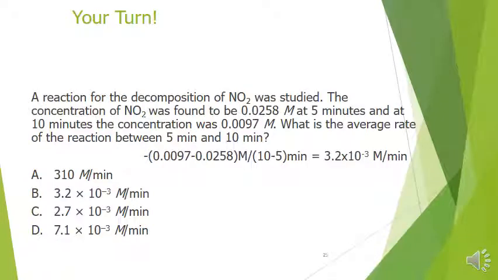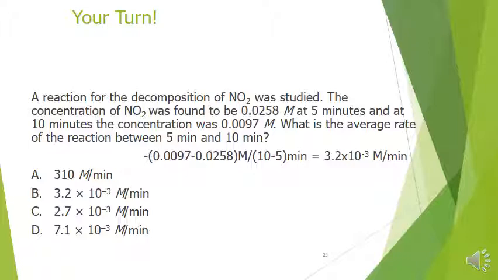Okay, so this is the last problem of this slide. So what we have is a reaction, and we measure how much you start out with at 5 minutes. You have 0.0258 at 5 minutes. After 10 minutes, you have 0.097. So you have your final minus your initial. There should be a minus sign out front of here. And then two minuses, because this is a minus, so you put a minus sign out front here. And then that rate is going to be 3.2 times 10 to the minus 3 molar per minute.